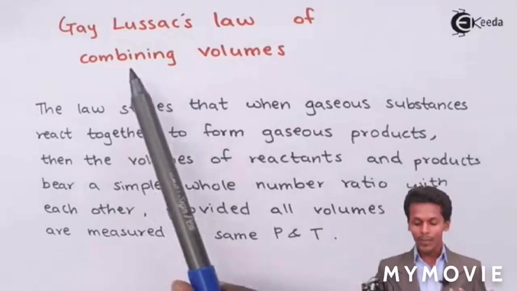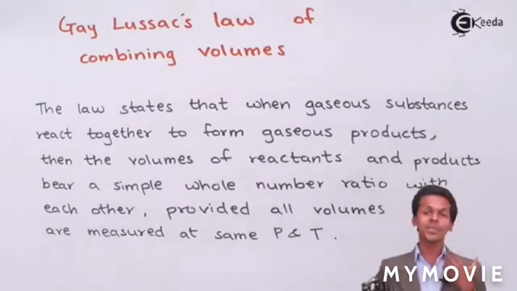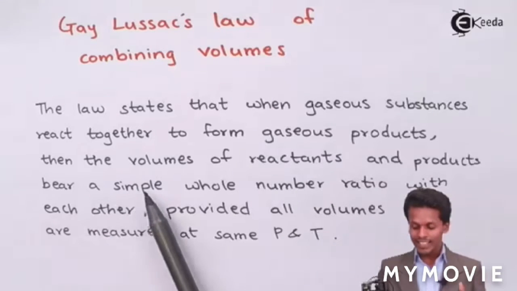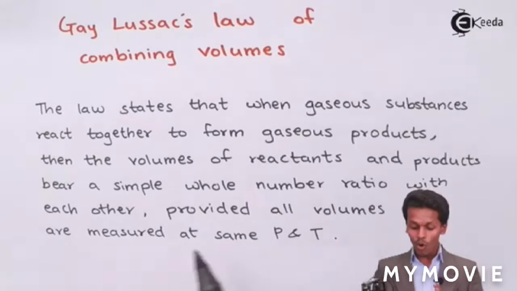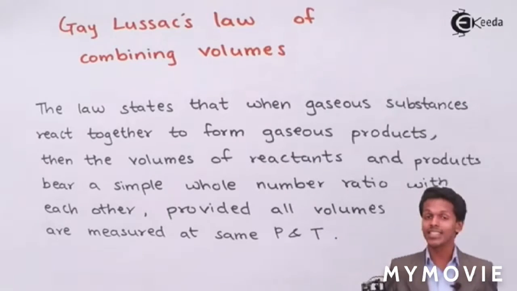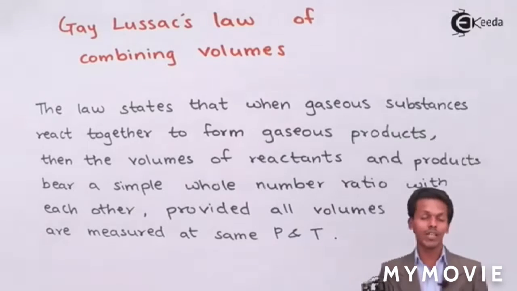So Gay-Lussac's law of combining volumes means what? The law states that when gaseous substances, it is specifically talking about gaseous substances, react together to form a gaseous product, then the volumes of the reactants and products will bear a simple whole number ratio with each other, provided that all the volumes are measured at the same pressure and temperature. This is the ideal condition that we should maintain while doing a particular reaction for gases, so as to obey Gay-Lussac's law.